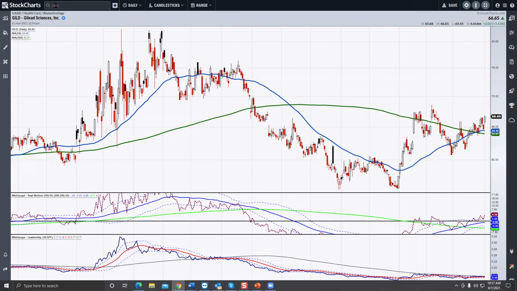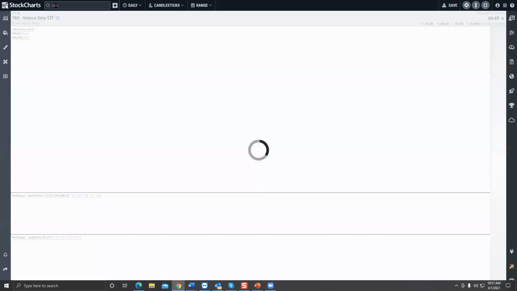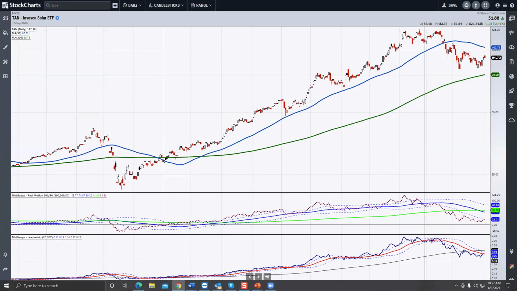Now, another one is TAN, which is an ETF for solar energy. This is very interesting to me because if you go back now and take a look, we've been above the baseline on this particular one for all this time. So really, if you're going to go back here, I don't have a date here listed, but it looks like it's going to go back at least towards the fall of 2020.